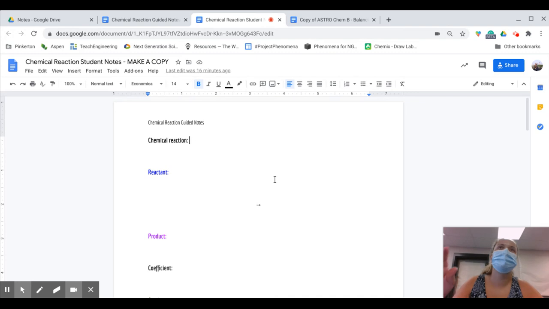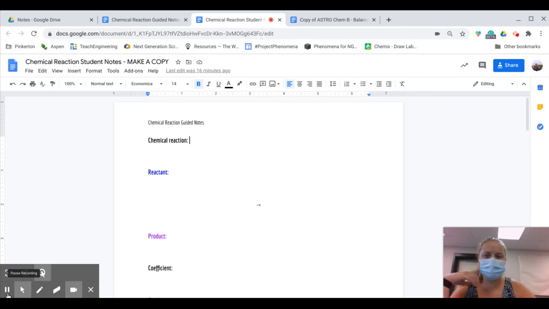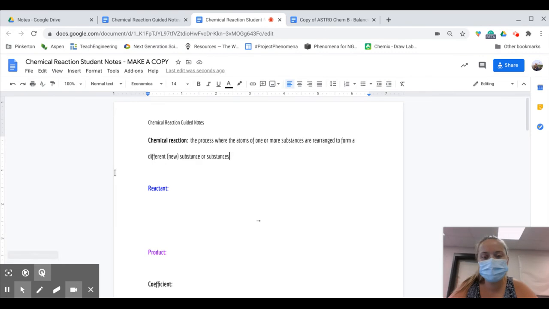So chemistry is all about our chemical reactions. But what is a chemical reaction, right? So why don't we start by defining that? A chemical reaction is the process where the atoms of one or more substances are rearranged to form a different substance or substances. So you take one thing, you mix it up, rearrange it, and when you're done, it's a completely new thing. All right? So chemical reactions are done by breaking bonds and then forming new ones.